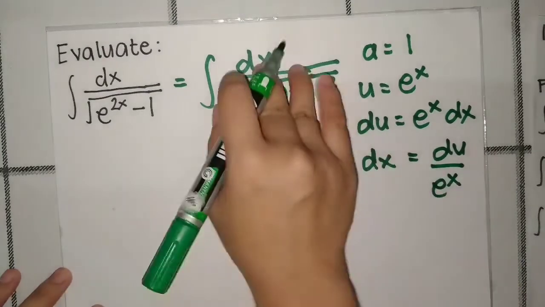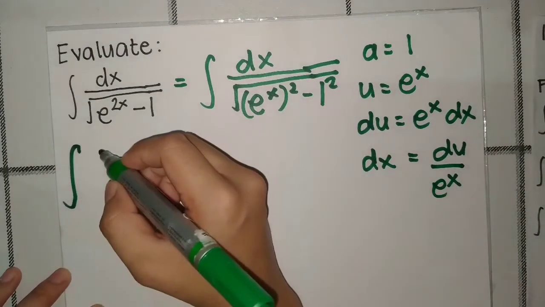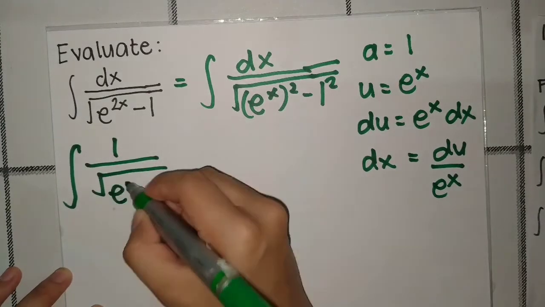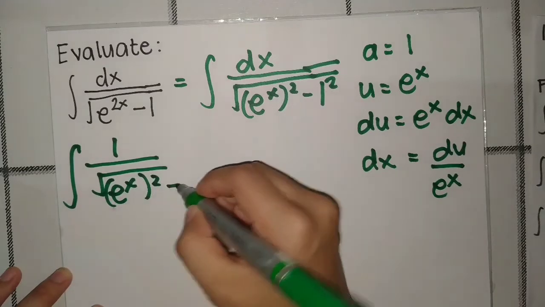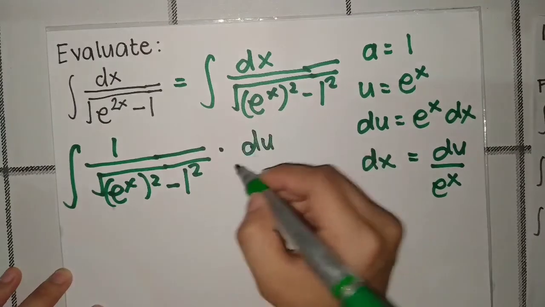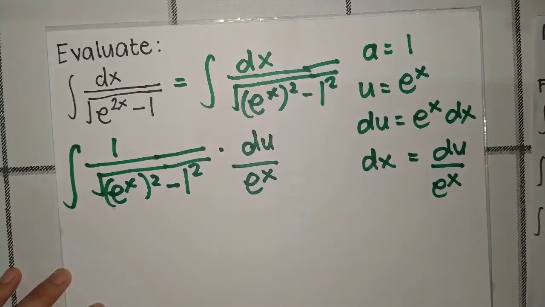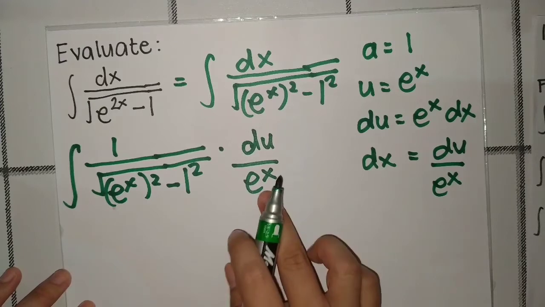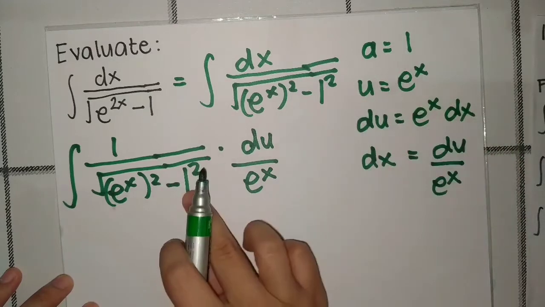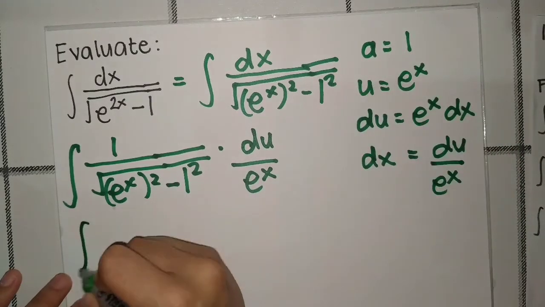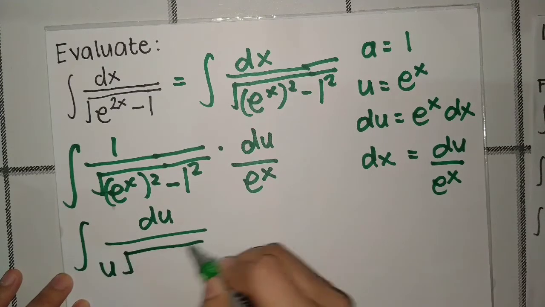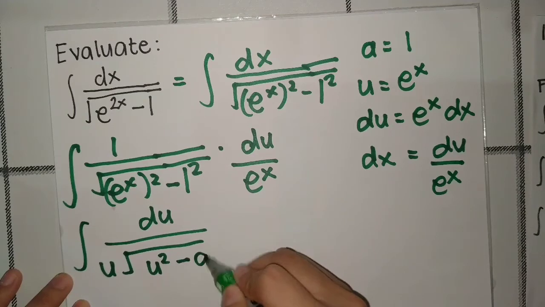So we have du over e raised to x. So the next thing to do is substitute the value in our given. So we have 1 all over square root of e raised to x raised to 2 minus 1 square, right? And multiply it by du all over e raised to x. So basically the value of u is e raised to x. So most probably we'll be having arcsecant as our answer here. So we have du all over u square root of u square minus a square.